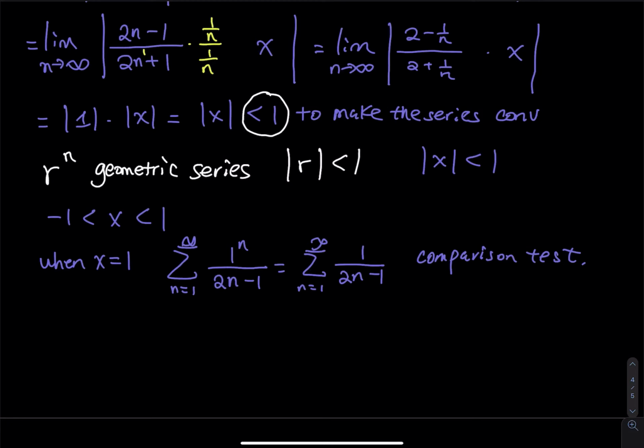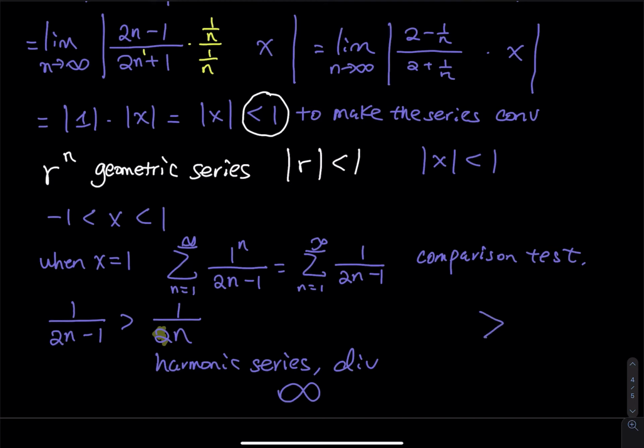Alright, so using a comparison test, we have to compare 2n minus 1 to what? To 1 divided by 2n, because that minus 1 doesn't matter when n is so big. And you don't even need to worry about the 2. You can just compare that with n. So this will diverge, right? This is the harmonic series and it diverges.